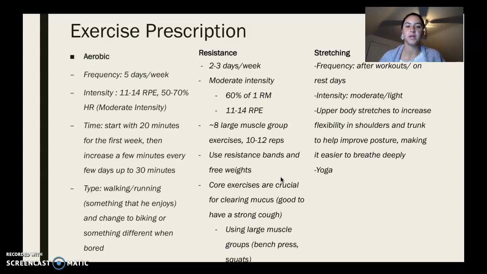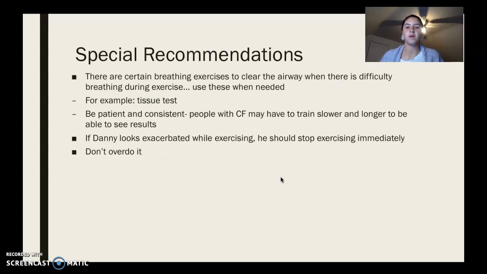And stretching is really key, usually after workouts, or you can do it on rest days. It should be moderate to light. Upper body stretches to increase flexibility in the shoulders and trunk can help improve his posture, making it easier to breathe deeply, which is what we want. Yoga can do that also.